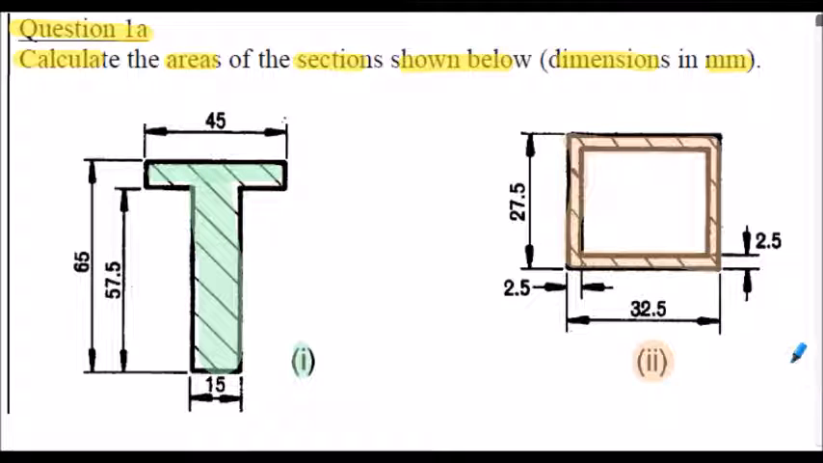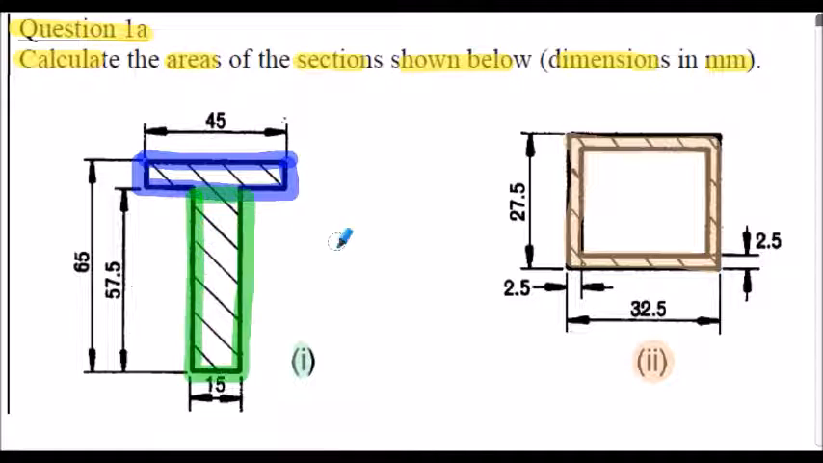What we need to do is consider breaking each of the sections down into their appropriate rectangles. So considering section 1, I would suggest a rectangle here for the top flange and a rectangle here for the web. I'd encourage you to stop the presentation and attempt question 1a parts 1 and 2 here, but the full solutions are shown on the following slides.